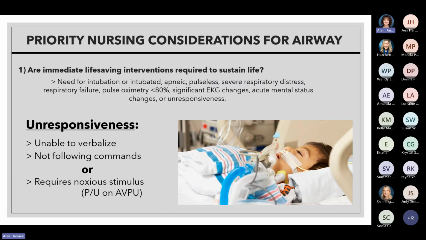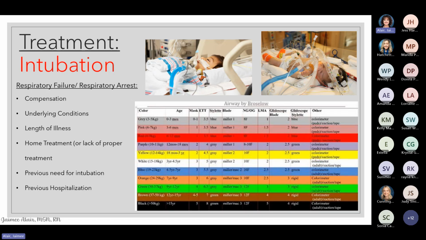When it comes to airway and assessing pediatric patients, the question to ask is, are immediate life-saving interventions required to sustain life? So is intubation necessary? Is a patient apneic, pulseless? Do they have a low pulse oximetry reading less than 80%? Or do they have EKG changes, unresponsiveness? So that P and U on the AVPU should tell us we need to intervene pretty quickly.